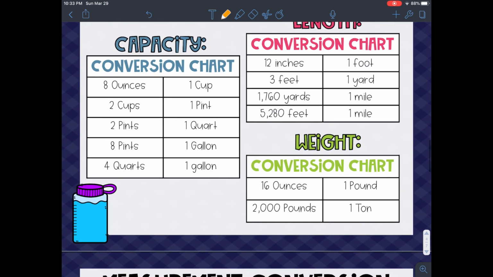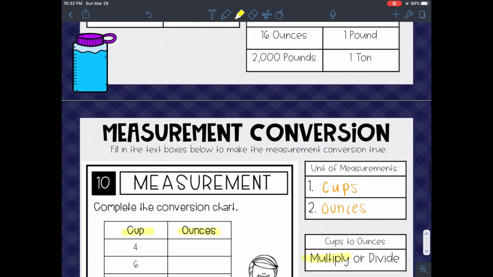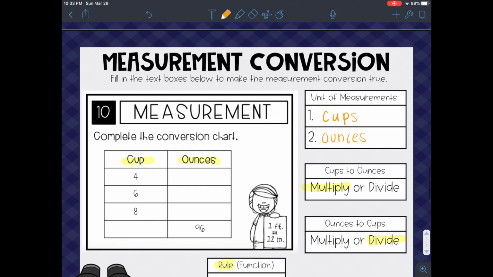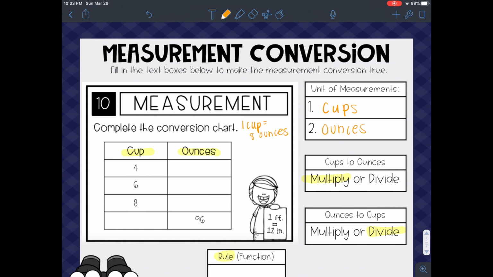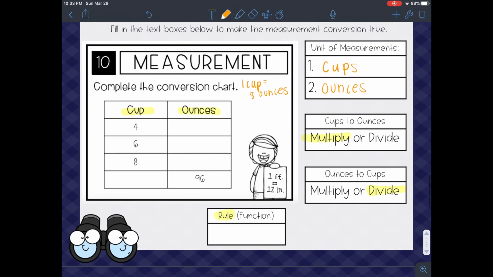Now I need to figure out the rule by looking at my conversion table, and I can see that 1 cup is equivalent to 8 ounces. They have the same value or the same capacity. My rule now becomes times 8 because 1 times 8 is 8. So if I do 4 times 8, I'm going to get 32. If I do 6 times 8, I'm going to get 48. 8 times 8 is 64.